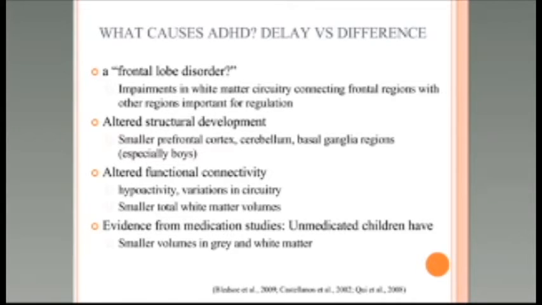There's altered functional connectivity, by which we mean changes in the way that the white matter connections seem to work within this disorder. So there's both less white matter, but it also seems to work differently and maybe not as effectively or as efficiently in this case. And there certainly is emerging evidence from medication studies suggesting that children with ADHD who are not medicated, who have never taken a stimulant or a non-stimulant medication, show smaller volumes in their gray and white matter relative to children with ADHD who have been well and appropriately medicated. So there is some beginning evidence that medication may help to normalize brain structure and potentially brain function.